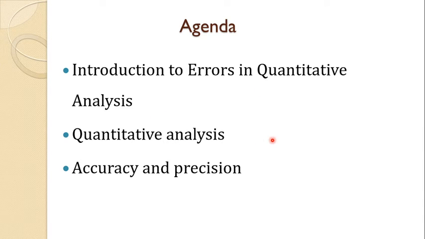In the quantitative analysis, two important terms are involved, accuracy and precision, which are related to the results. Accuracy is related to the closeness of the correct value, and precision is nothing but the reproducibility. These are the two terms which are very important in the analysis. We can see them one by one.